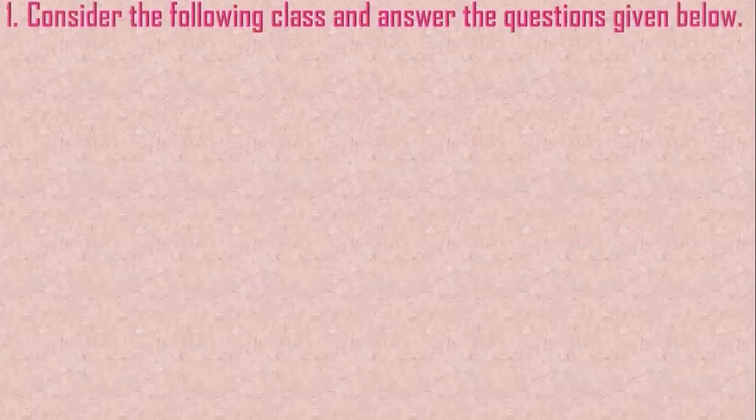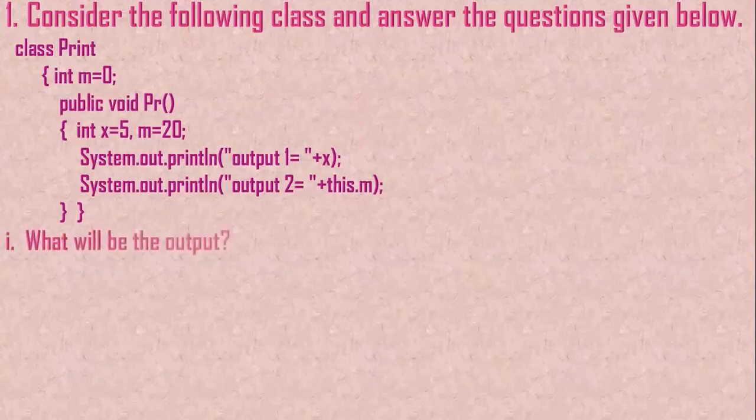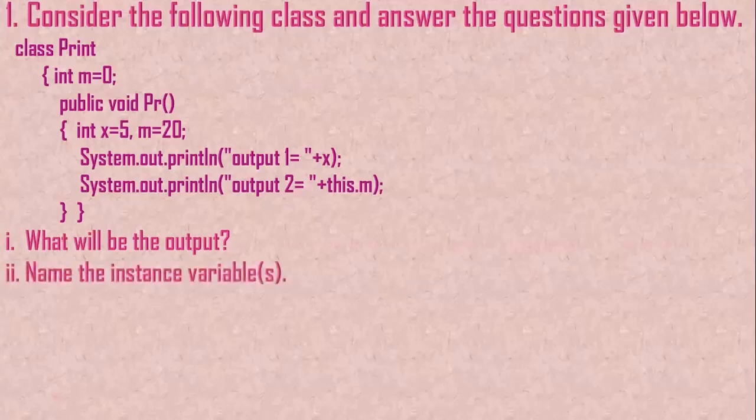First question, consider the following class and answer the questions given below. The question is, what will be the output? Name the instance variables. Here m is initialized as 0. This is before the method, so this will be the instance variable. The second question we will write later.